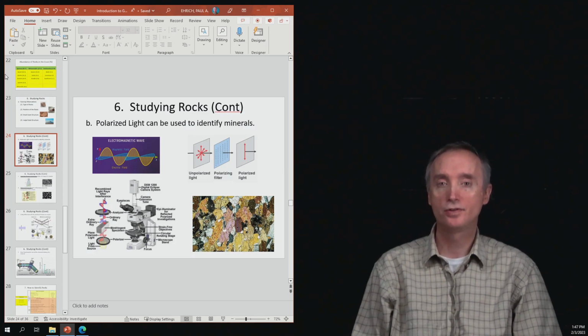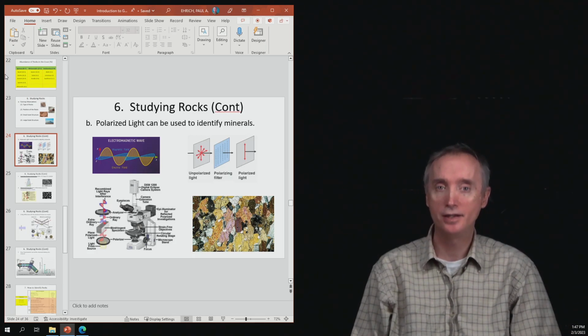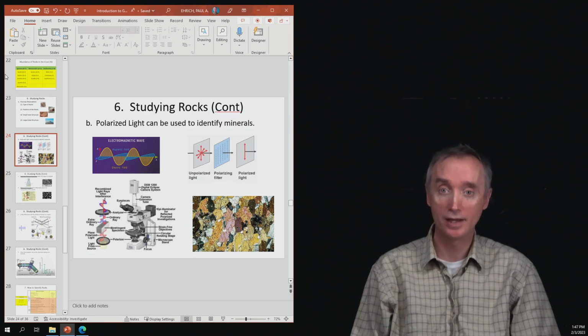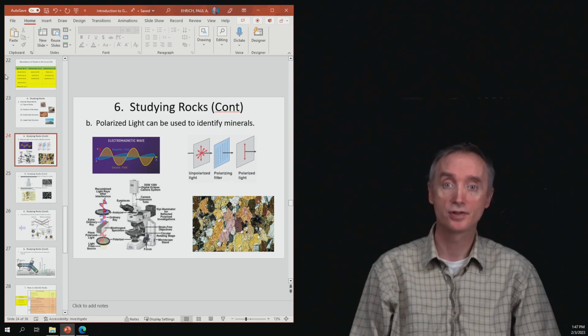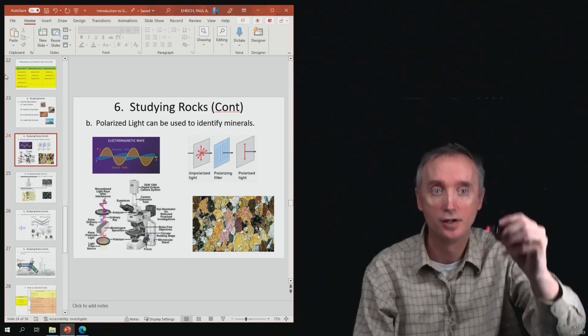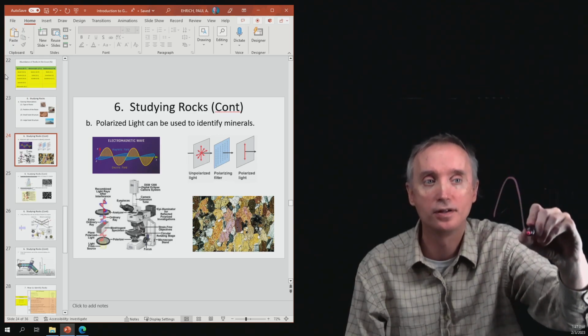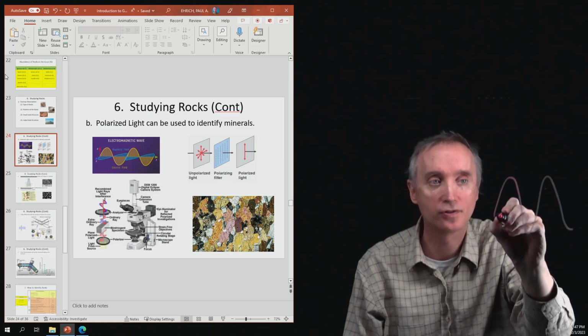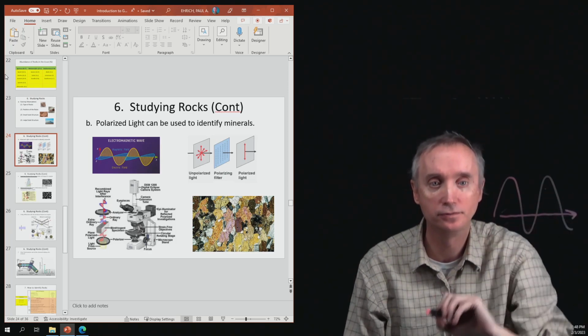Okay, now we want to find out how can light be used to identify minerals. So in order to do this, we first got to know what light is. Light is an electromagnetic wave. That very first picture there is of an electromagnetic wave. You can see that it's wavy. So it's a wave. Let's say that it's traveling in this direction.